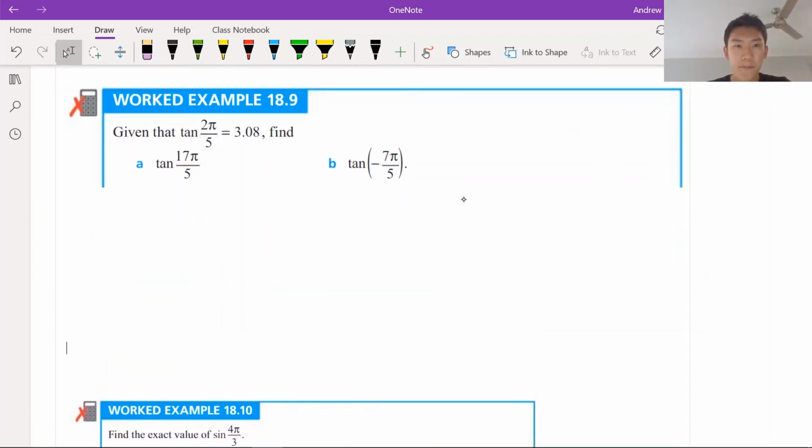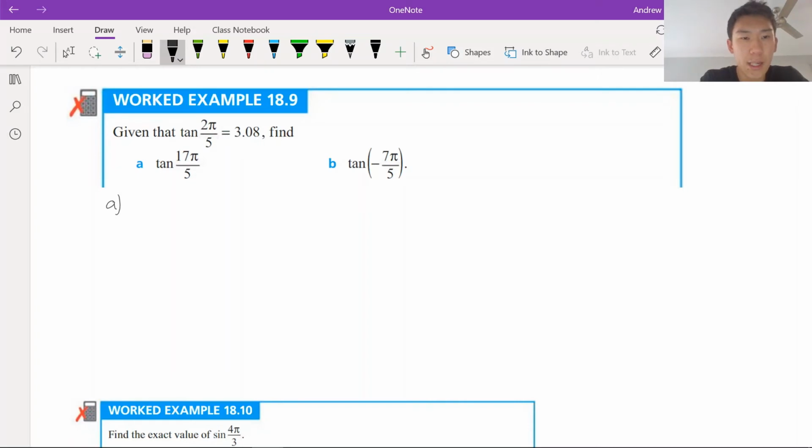18.9. Okay, given that tan(2 pi on 5) equals 3.08, find tan(17 pi on 5). Okay, all right. Let's use the unit circle. So 2 pi on 5, yep, that's the one we're going to use.